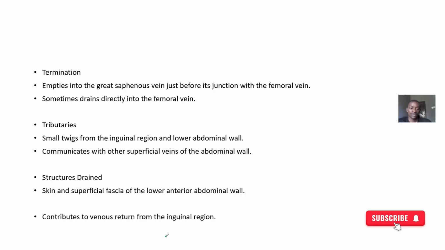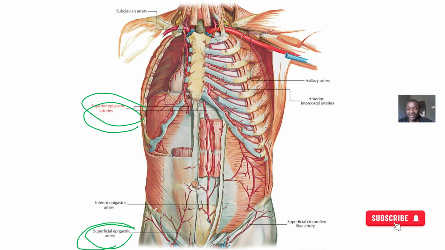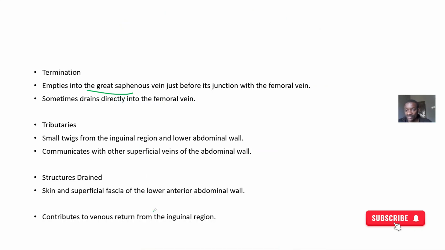Okay, so let's go to structure. Termination: it empties into the great saphenous vein just below its junction. This is the superficial epigastric artery. The superficial epigastric vein runs alongside it. So if you have seen the artery, it's just like we have seen the vein.